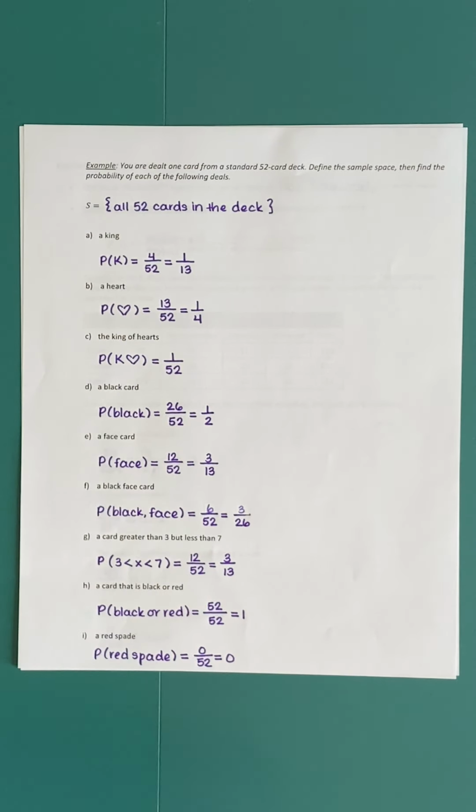Now, what about a face card? Face card means either a jack, a queen, or a king. We have to think about how many face cards there are in the deck. Well, there's going to be a jack, a queen, and a king for each of the suits. There are going to be 4 suits in total.